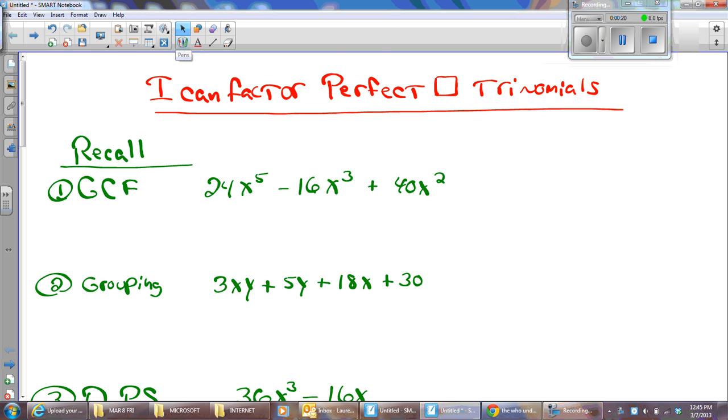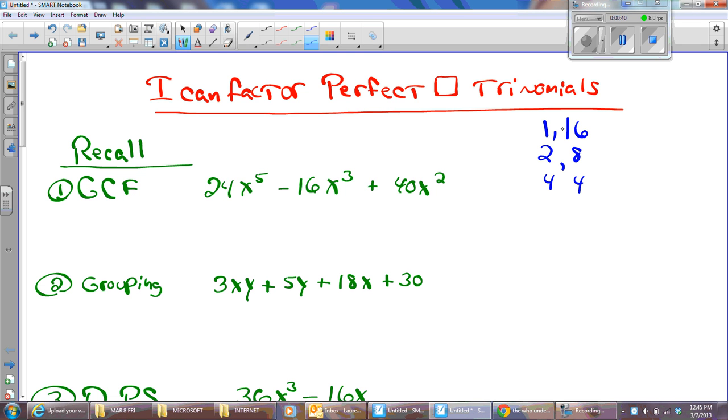It won't always work. So for example, let's see here. I have 24x to the fifth, 16x cubed, and 40x squared. If I don't know the GCF of all of those, I list the factors of the smallest coefficient, and say 2 and 8, and then 4 and 4. Then I check to see if 16 will go into 40 and 24. I know it won't. Will 8 go into 40? Yes. Will it go into 24? It sure will. My GCF is going to be 8 something.